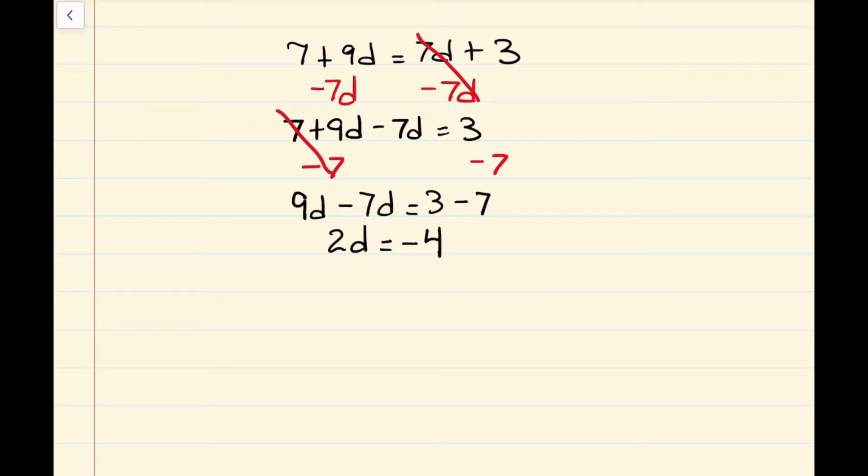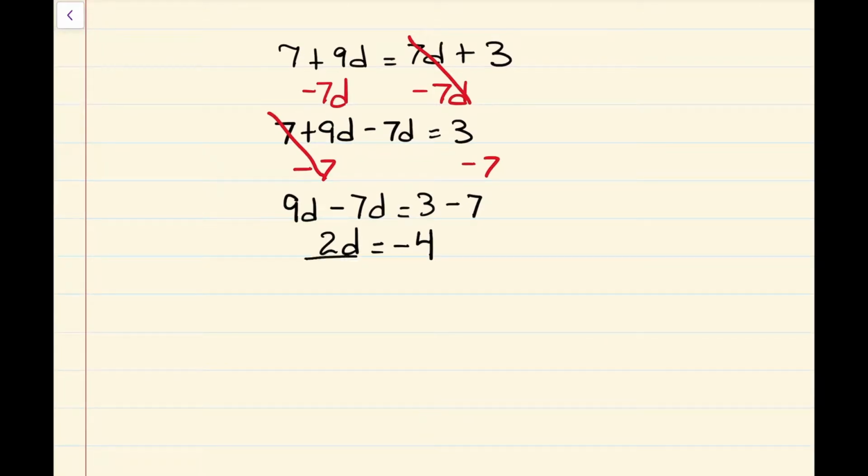Okay, and now we want to solve for d, so we're just going to divide by 2 on both sides. And these 2's of course cancel out, and d will just equal negative 4 divided by 2, which is negative 2. So that's how to solve that question. Let's move on to the next question.